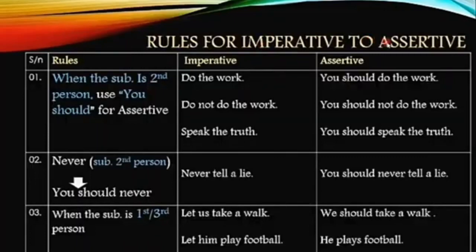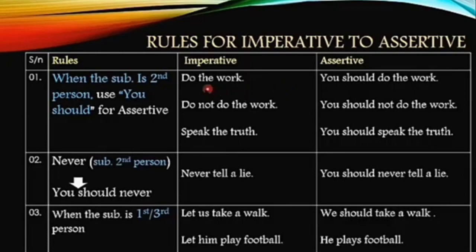But when we have to change it into an assertive one, we have to add the subject. So let's check out how the transformation between assertive and imperative occurs. Rules for imperative to assertive sentence or from assertive to imperative. The first rule says when the subject is second person, use "you should" for an assertive sentence. Then if the imperative sentence doesn't have any subject, how are we going to understand that? Well, imperative sentences are used between first and second person. The speaker is the first person and the person spoken to is the second person. That is how we can understand.